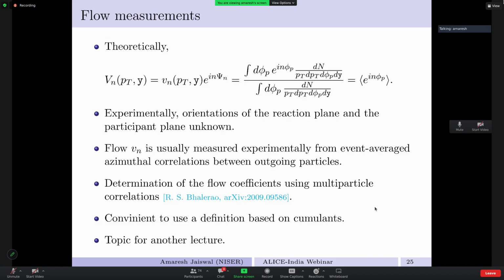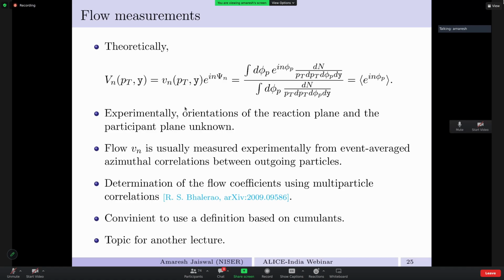How is it measured experimentally? Theoretically, we can have a very nice picture, but experimentally, the orientation of the reaction plane and participant plane are not known. Also, Vn is usually measured experimentally from the azimuthal correlation of outgoing particles, event averaged. Okay, so this is how it's measured.